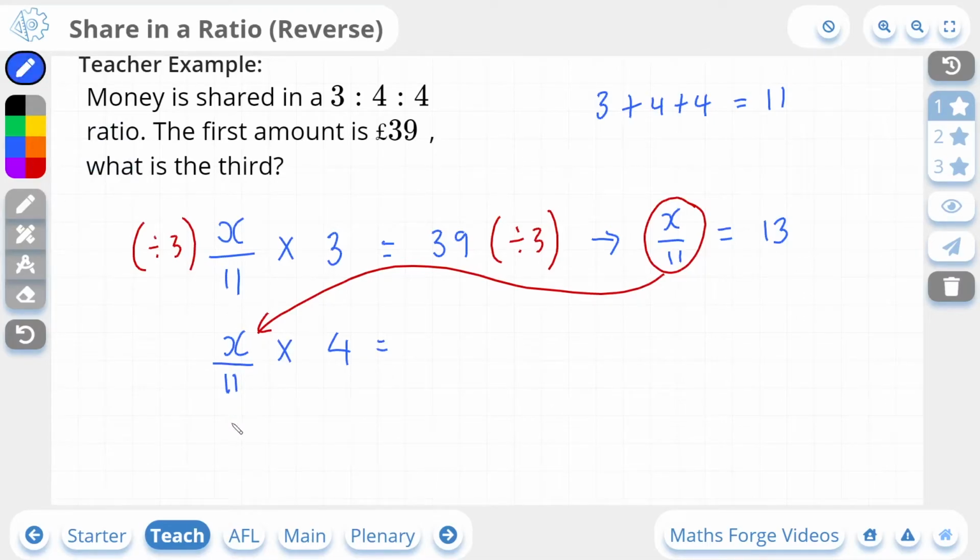So x over 11 is 13. I'm going to write down 13 here. And if we multiply it by 4, which is the third number in the ratio, we should get our third amount. And 13 times 4 is 52. So the third amount should be £52. And if we check our answer, there it is.